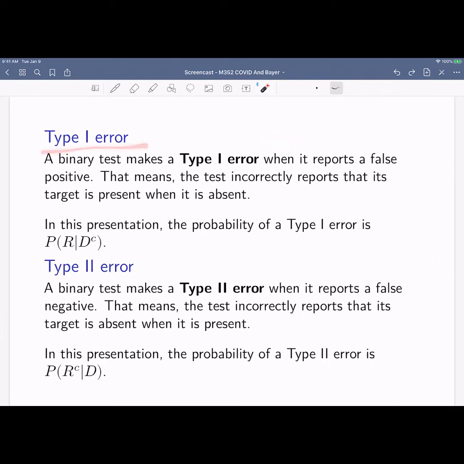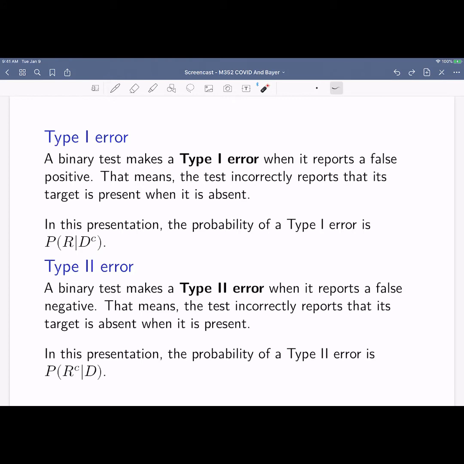A type 1 error. A binary test makes a type 1 error when it reports a false positive. So that's what to remember. A type 1 error is a false positive. That means the test incorrectly reports that its target is present when it is absent. So in the case of a COVID test, it would make a type 1 error if it incorrectly reports that a person has the virus when they don't really have the virus. So here's that in a conditional probability. The probability that the test is positive when the person being tested doesn't have the virus.